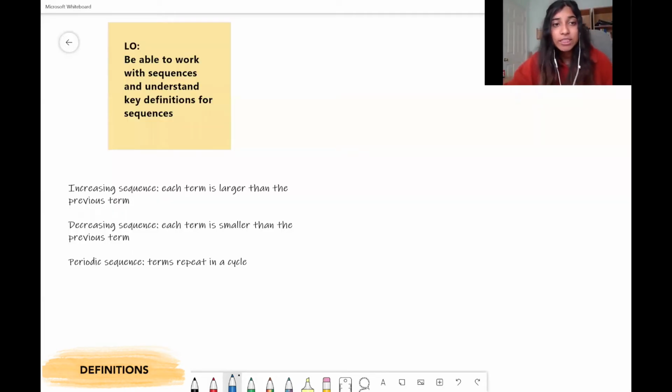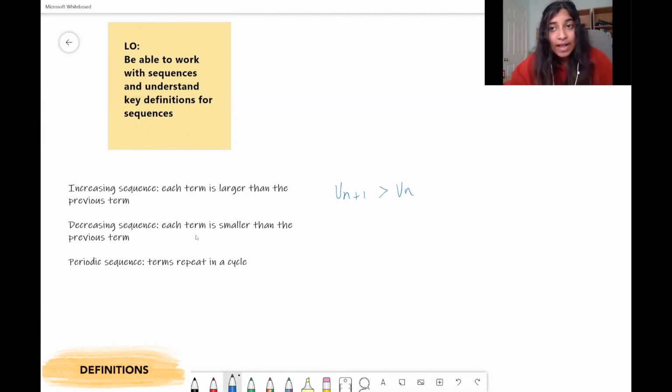The next thing you need to know is some key definitions. I've written out the three we have here. First, an increasing sequence is when each term is larger than the previous term. Writing this in more mathematical notation, using u n and u n plus 1, with n being the nth term in the sequence, you could write that as u n plus 1 is greater than u n, because every term is larger than its previous term.